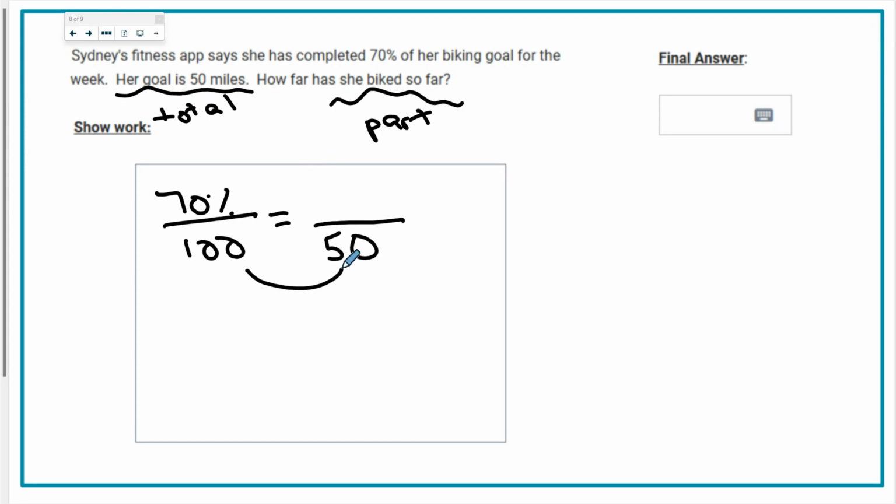To go from 100 to 50, we would divide by 2. If we divide the bottom by 2, we also need to divide the top by 2. 70 divided by 2 gives you 35. So she has biked 35 miles. 70% is 70 over 100. To go from 100 down to 50, which is her goal, you would divide by 2. 70 divided by 2 is 35.